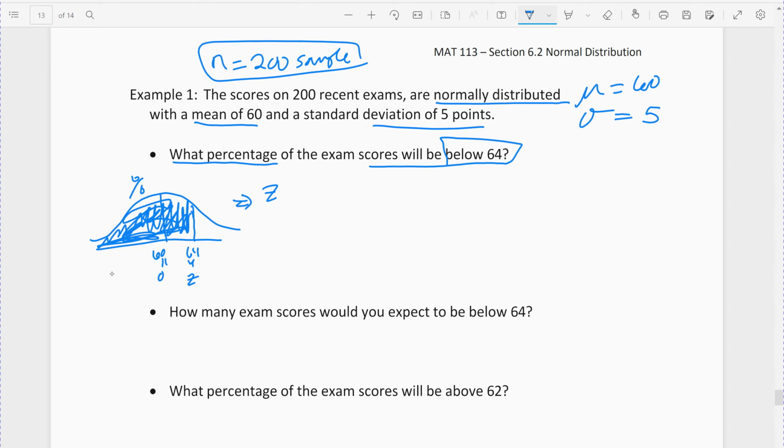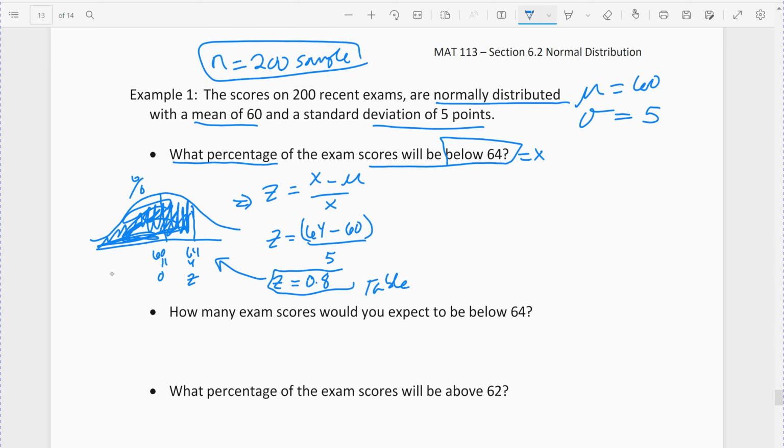Alright, so the z conversion is our score minus our mean over our standard deviation. The score is a 64, so 64 is our x value, minus the mean, which is 60, over the standard deviation, which is 5. And again, make sure you're careful. 64 minus 60 would be 4, divided by 5. And so it does come out 0.8. Just based on understanding the rule of thumb, I knew that it should come out close to that. Alright, so 0.8 is what we look up on the table.